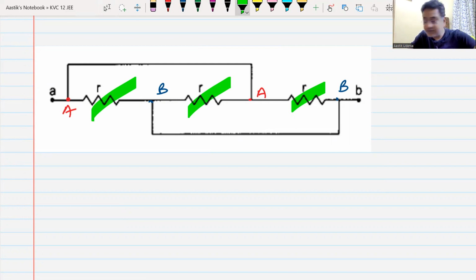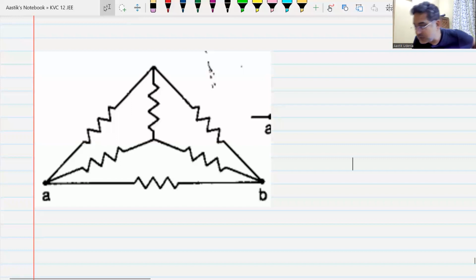Yes, sir. Then comes the next one. Okay, what about this one? The resistances are not given, so you can take them as equal. All the resistances are equal. How do we solve this one? The next question.